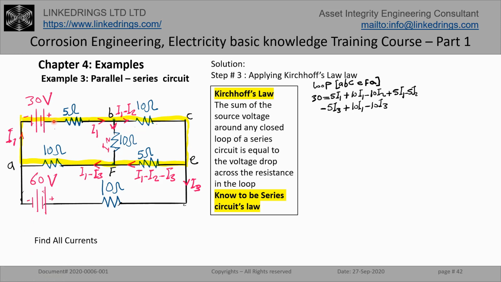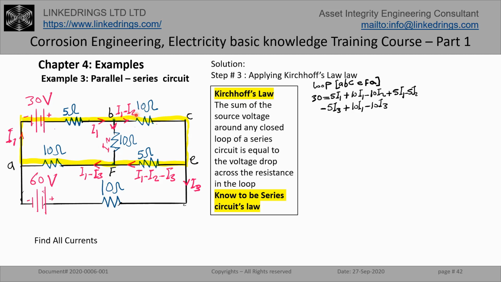So what is the source voltage in this circuit? The source voltage is only this source voltage, and it is in my direction. So 30 volt equals I1 times this ohm, which is 5 ohms. So 5 I1, then 10 I1 minus 10 I2.